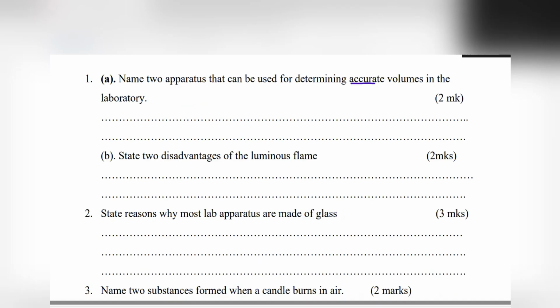Those that we use to measure accurate volumes include the burette. We can also use a pipette. We can as well use a measuring cylinder. Any of those can be used to measure the exact or accurate volumes.